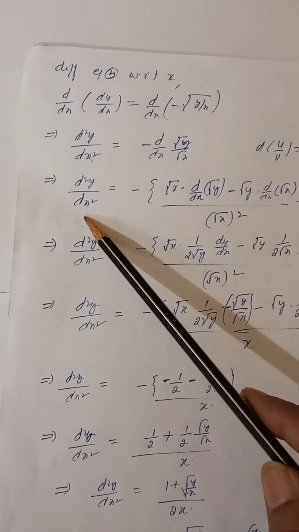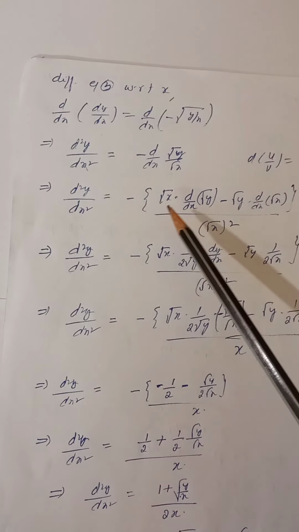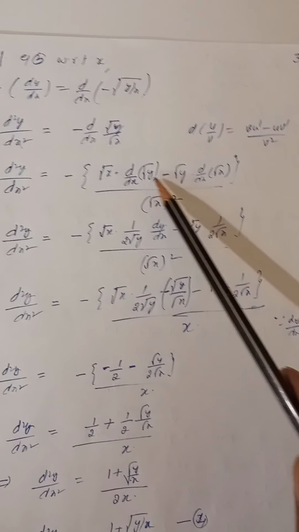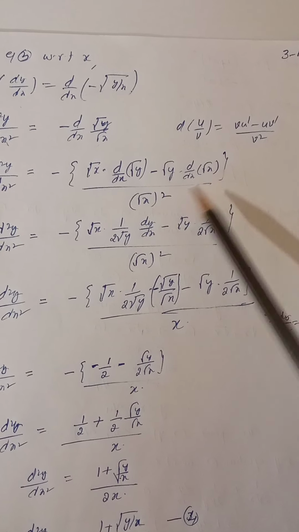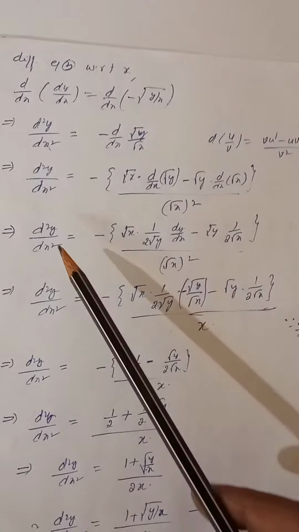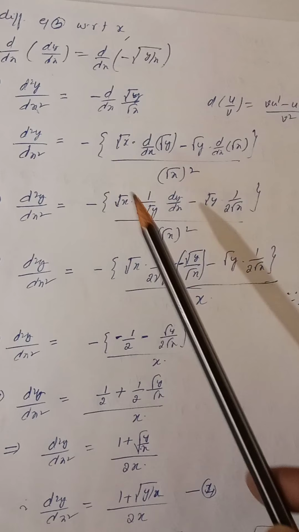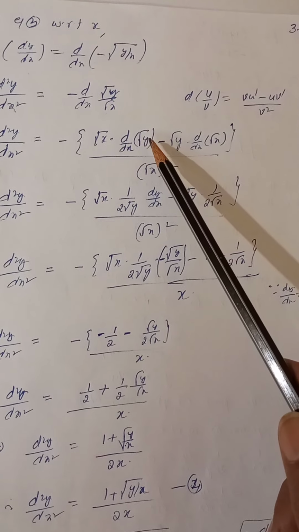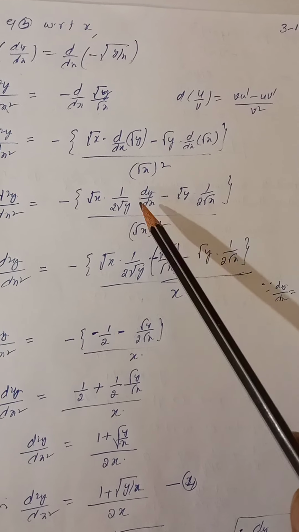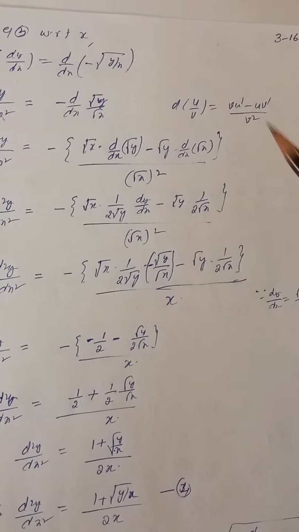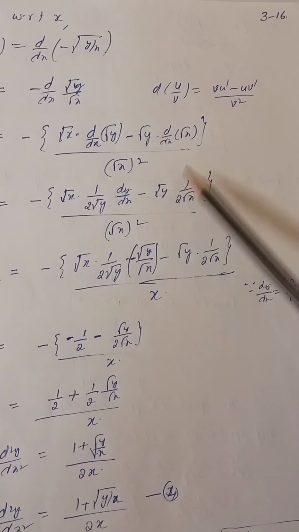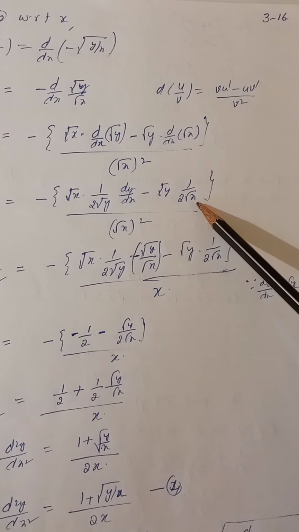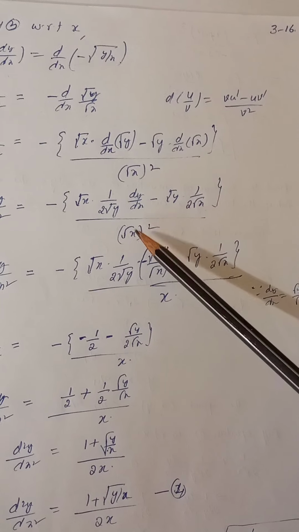d²y/dx² is equal to minus of, right? We are applying this formula: (√x · d/dx(√y) − √y · d/dx(√x)) / (√x)². d²y/dx² is equal to minus sign as it is, again √x into the differentiation of √y with respect to x, which is 1/(2√y) · dy/dx, once again minus √y into the differentiation of √x, which is 1/(2√x), divided by (√x)², which is nothing but x, no?